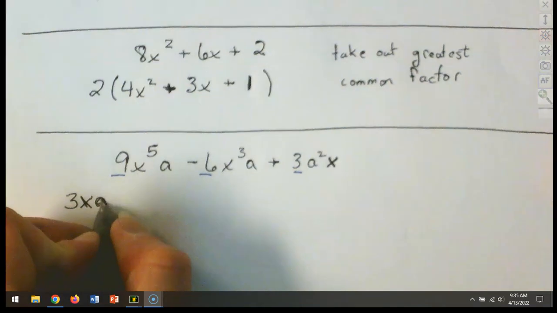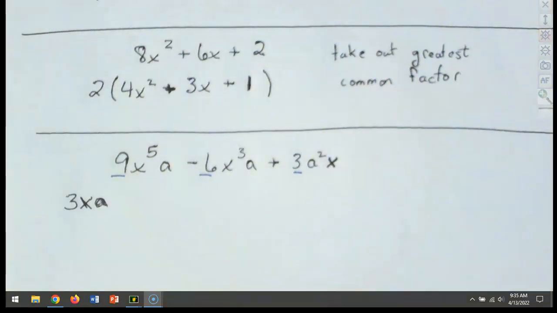So what are we going to take out now? We're going to take out a 3xa. And you could write that as 3ax. It's not going to matter. The order in which you write them is not important because that's commutative. Normally I write the x first, but either way, if you want to write ax first instead of xa, that's okay. So we're going to take out a 3xa.